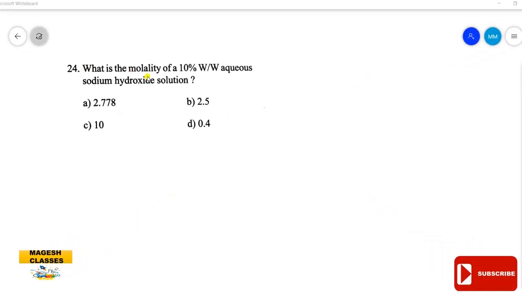Question number 24. What is the molality of a 10% w/w, that is weight by weight, aqueous sodium hydroxide solution? The molality is given by the formula: number of moles of the solute upon the weight of the solvent in kg. So n2 can be expanded as W2 by M2, the weight of the substance by molecular mass, and this W1 into kg. The given data consists of only sodium hydroxide as a species. Sodium hydroxide molecular mass is 40.